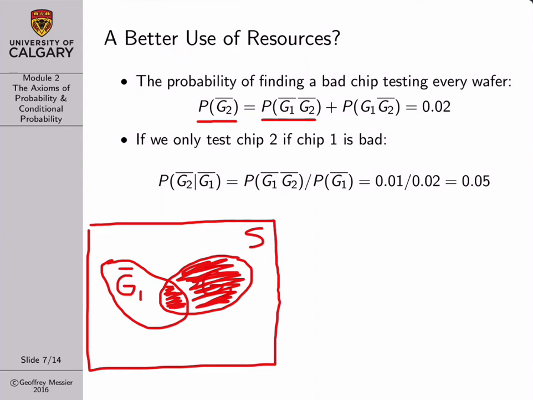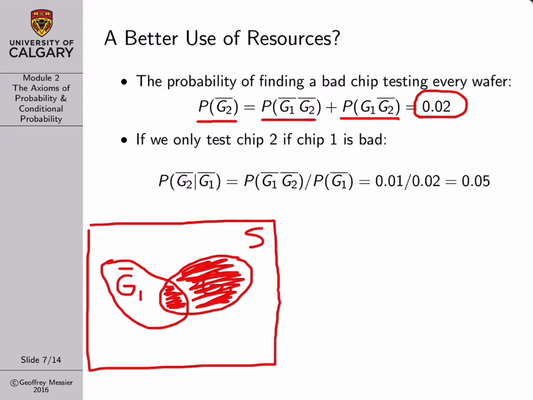These two sets are mutually exclusive. They don't intersect, so we can add their probabilities. We can use the third axiom. And we have these two probability values. They're both equal to 1%. So then when we add them together, we get an overall probability of 2%. That means that 2% of the time, if our testers are testing every single IC number 2, they're going to find a problem.